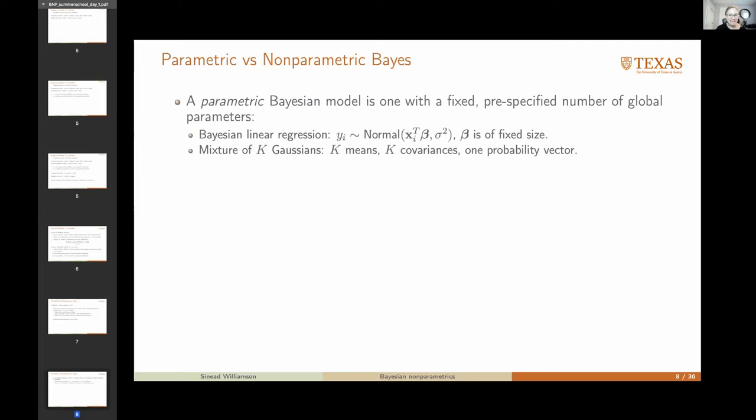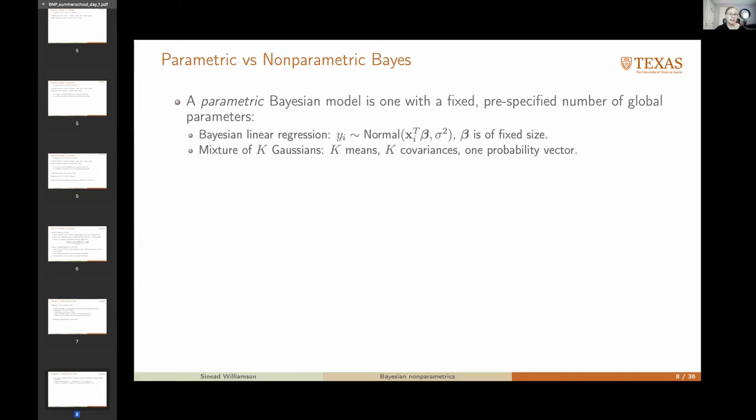So let's first think what we mean when we say a parametric model. Well, yes, it's a model that has parameters, but in a Bayesian context, specifically, it's a model with a fixed, pre-specified set of parameters. So that mixture of two Gaussians that we discussed, that's a parametric model with five parameters, two means, two variances, and one probability vector, which decides the proportions of the two clusters.